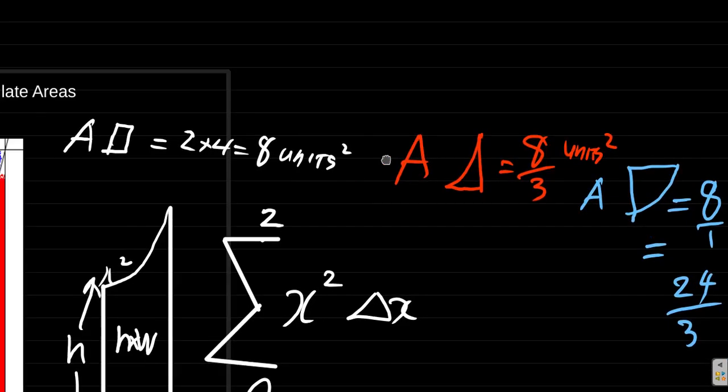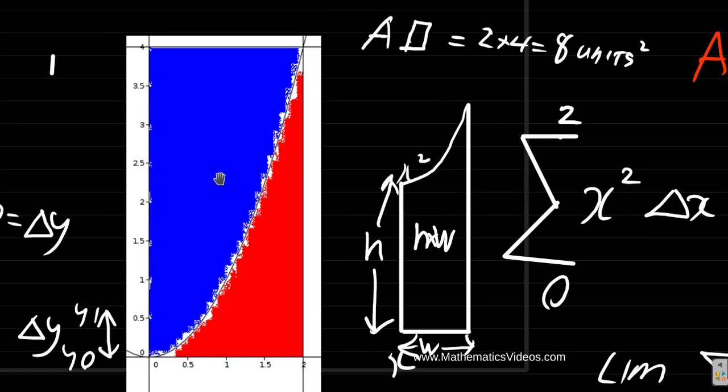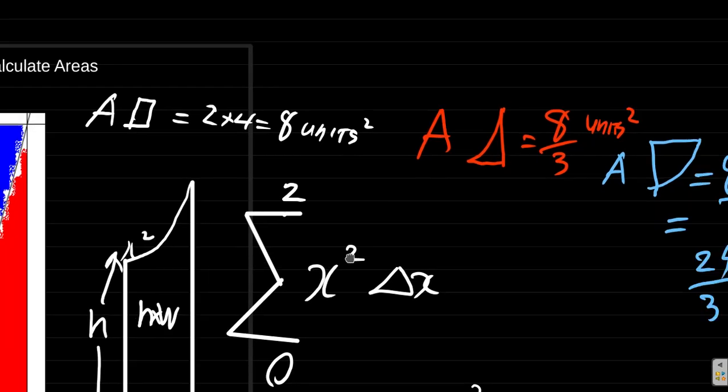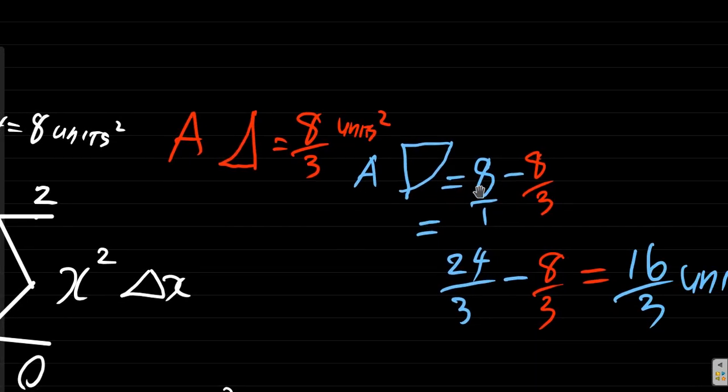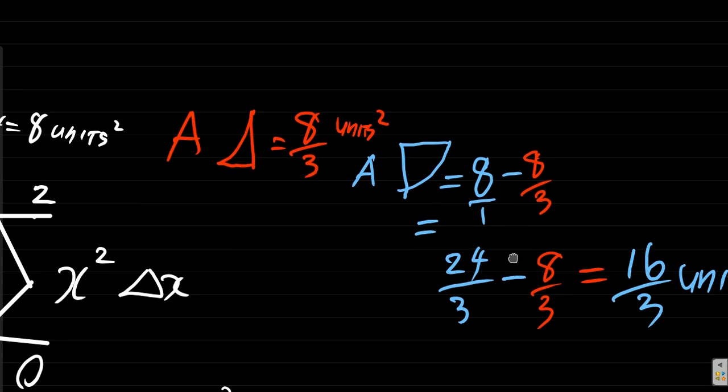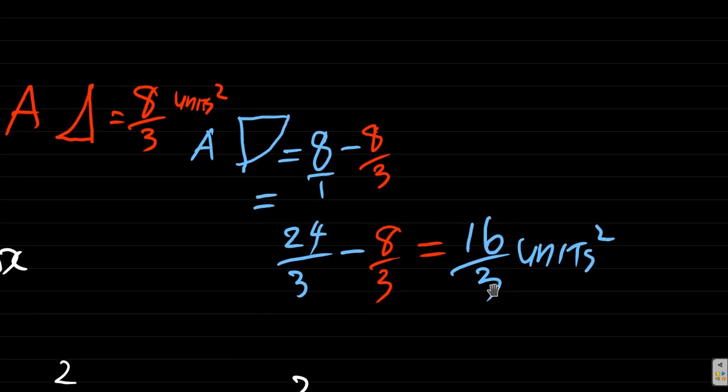8/3. Then we say, suppose we want the blue area, the area that is to the left and above the curve. We could do it in two ways. Since we know the red area already, and we know that this is a rectangle of height 4 and width 2, 2 times 4 is 8. So you could say 8 minus 8/3, which we got for the red area, gives us 16/3 square units.